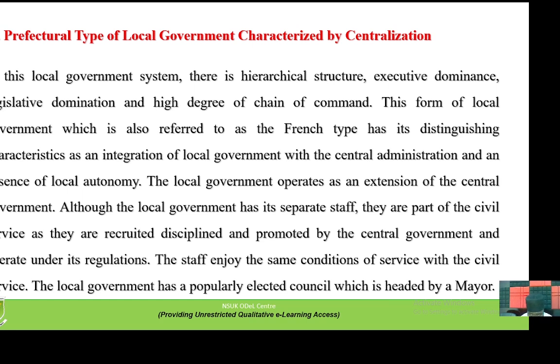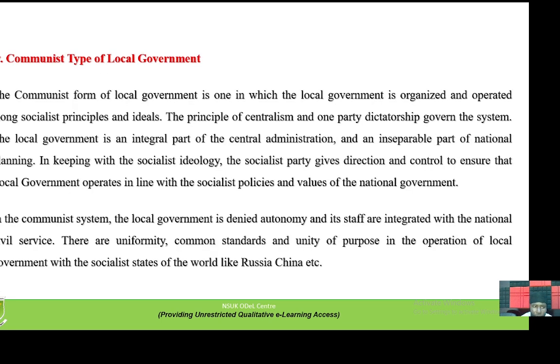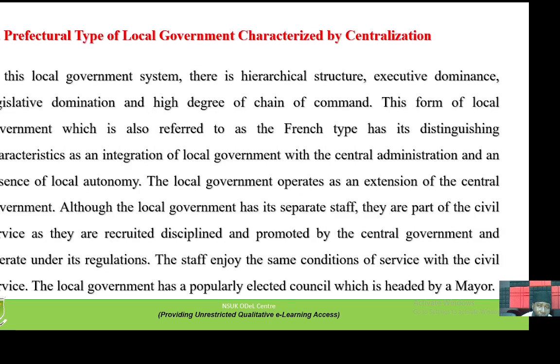Although the local government has its separate staff, they are part of the state civil service, as they are recruited, disciplined, and promoted by the central government and operate under its regulation. The staff only enjoy the same conditions of service as the civil service. The local government has a popularly elected council which is headed by a mayor. This is what we call a prefectural or French type of local government system.